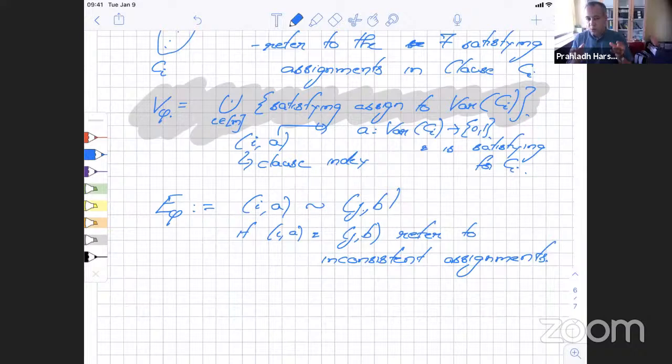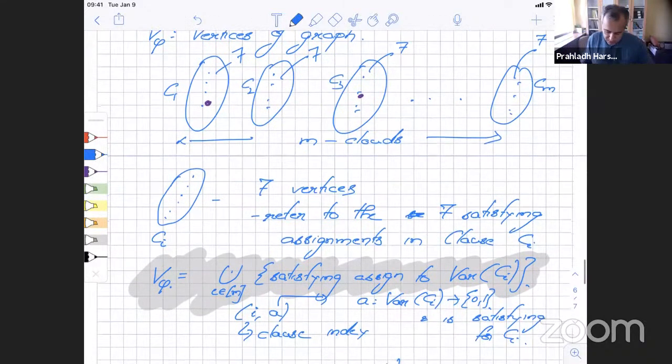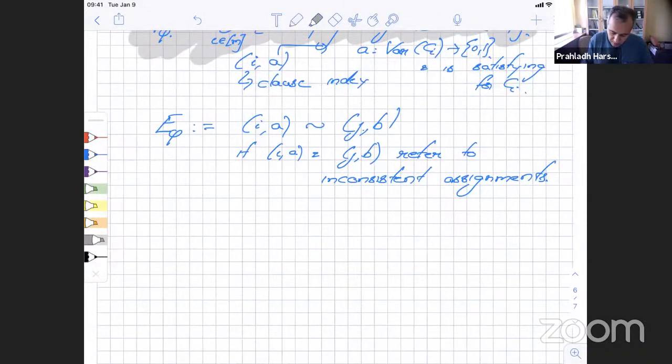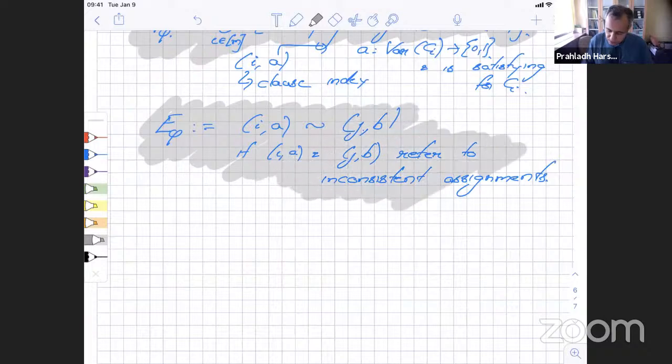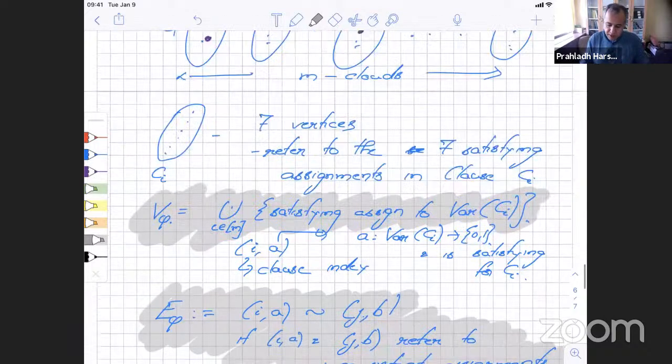So you look at the variables that participate in the first vertex, and the variables that participate in the second vertex. Each of the vertices is giving an assignment to them. If these 2 assignments are inconsistent on the intersection of the variables, then you put an edge. Otherwise, you don't put an edge. Is that clear? So that's the definition. Let's look at this graph again.